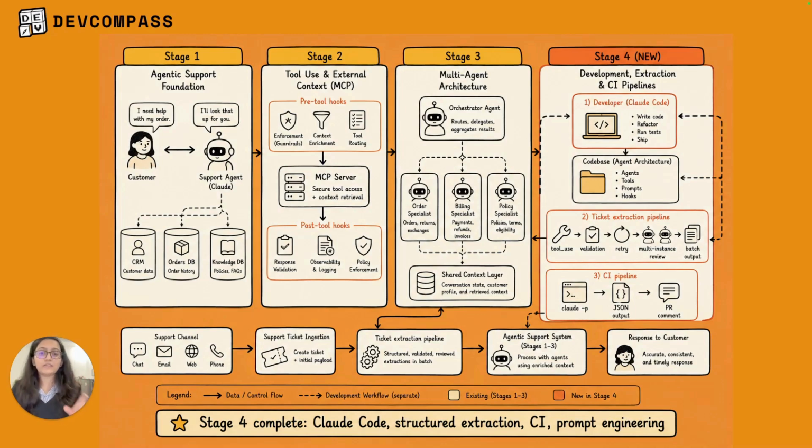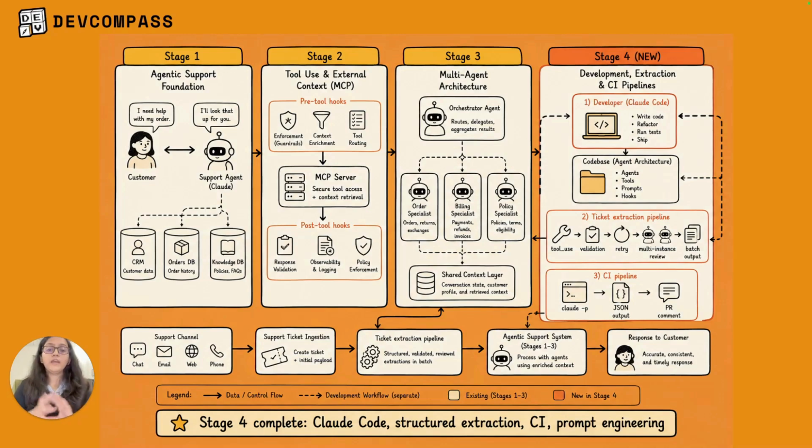The second addition is the ticket extraction pipeline. This connects to the support ticket flow. Inside the box is a tool use, a validation, a retry, a multi-instance review, a batch output. That's the full pipeline that you've built across videos 7 through 12 in this particular stage. It feeds into the batch output, which connects down to the nightly audit path, which we are discussing here in this video.